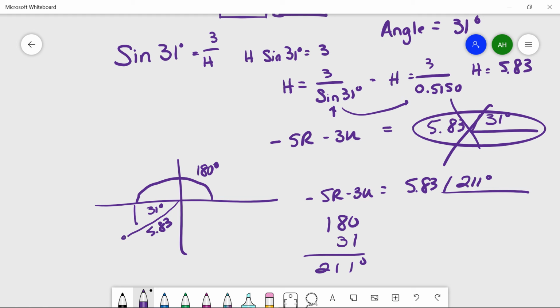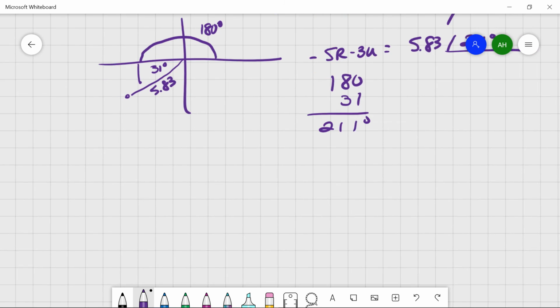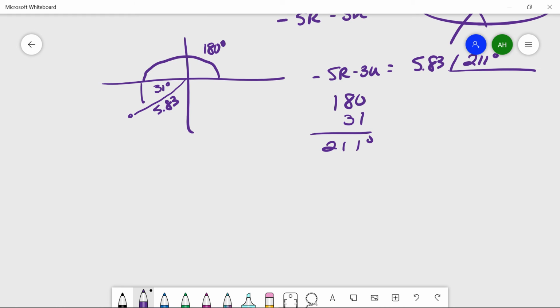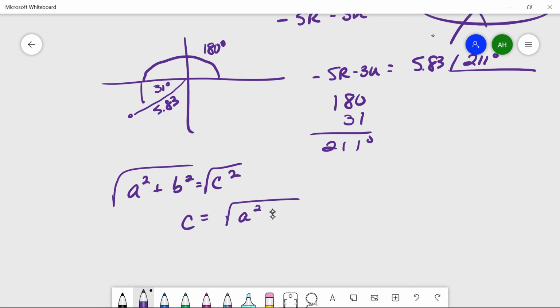Let me show you one other thing real quick. We could also deal with this. Remember a squared plus b squared equals c squared? I had this right here. So if I take the square root of each of them, I'm going to flip this around just to make it easier, that c equals the square root of a squared plus b squared, right?